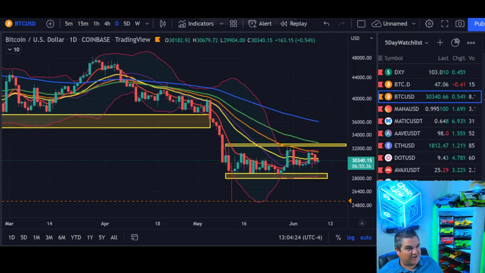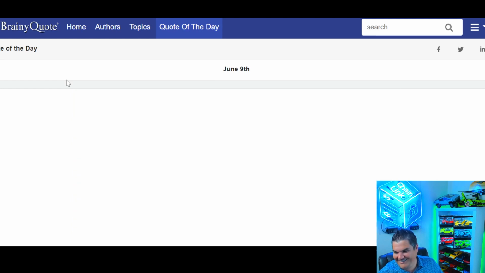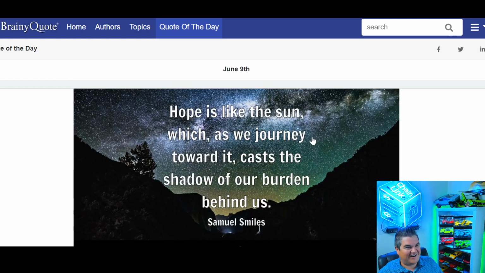Let's get to our quote and car of the day. We got a good car. They're all good cars. What am I talking about? All right, June 8th. Just kidding, that was yesterday. Okay, all right, June 9th. We're seeing it for the first time together.